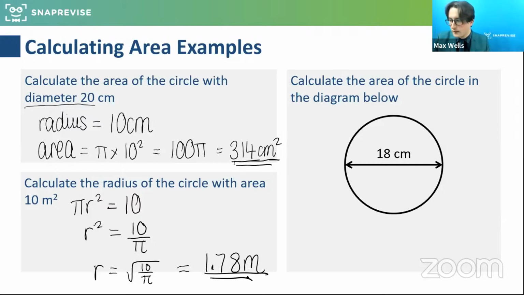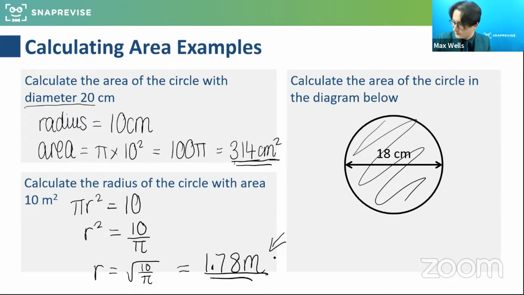Well done. Excellent. So this one here, calculate the area of the circle in the diagram below. Oh no, yeah. Why was that answer meters? Why wasn't it meters squared over here? Well done to those that have done the next one already. But just going back to here, why was my answer in meters for that question? 1.78 meters. Well, think about what I was finding. I wasn't actually finding the area that time. I was finding the radius, which is the length. So that's right.